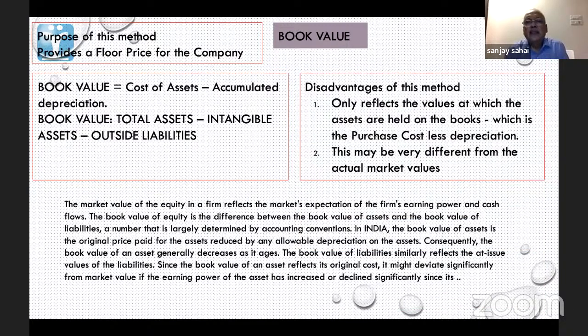What is the disadvantage here? One disadvantage is that you are looking at the original cost reduced by the depreciation, which will be very different from the market value of those assets today. Today, if I were to sell this asset or try to replace it, the value would be much, much higher. So this method cannot be a satisfactory method. If we use this method, the value of the company that comes out will be very low, and it will not be proper.